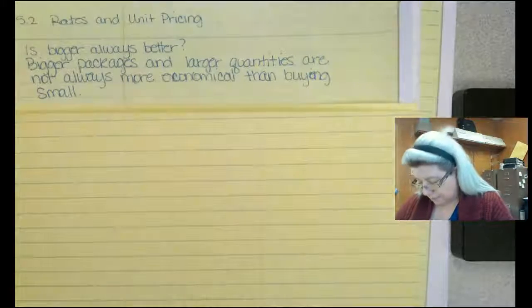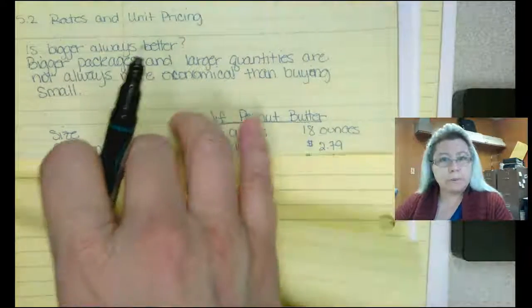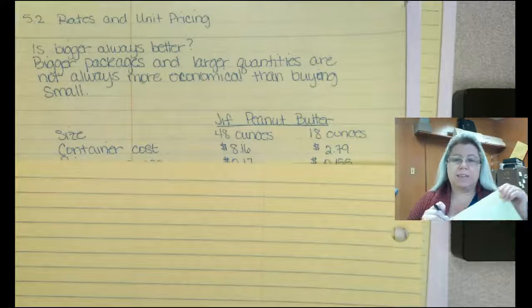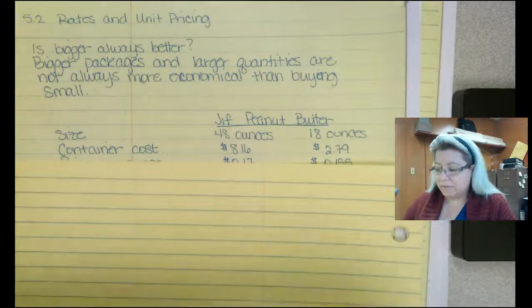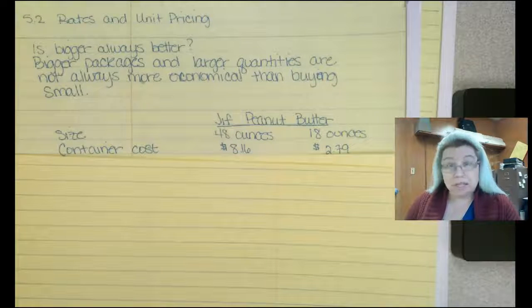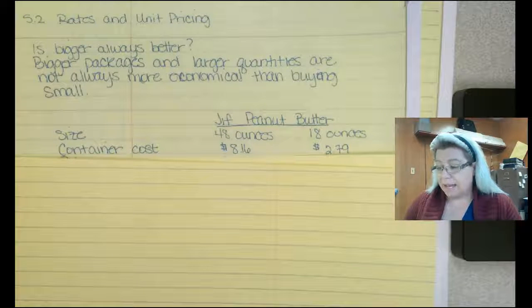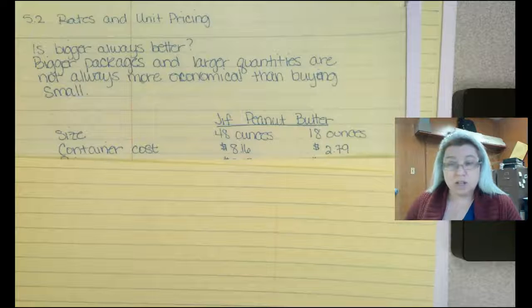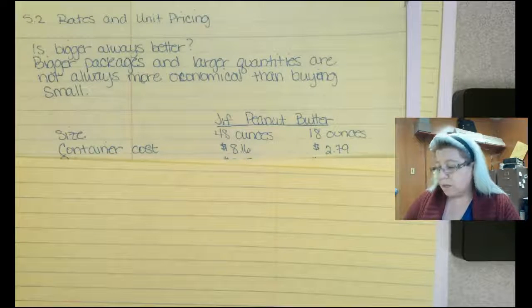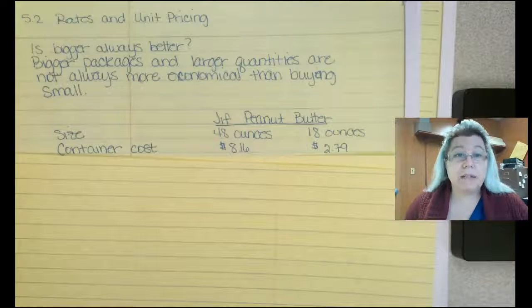Well, let's take an example. Let's say that we're out of peanut butter and we want to go buy some peanut butter. And we go to the store, and the store has two sizes of peanut butter. Of course, the larger size, 48 ounces, costs more. There's just more of it, so it costs more. And the 18 ounce costs $2.79, and the 48 ounce costs $8.16. And I want to know which one is the better deal.